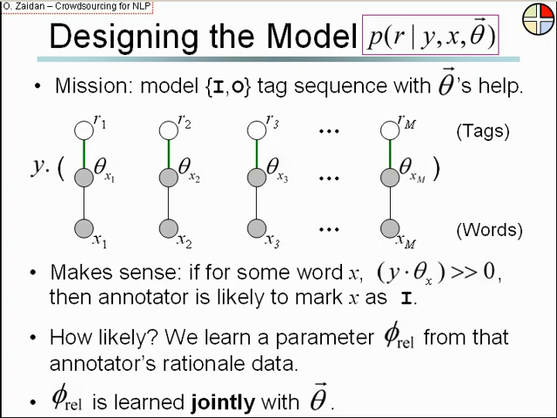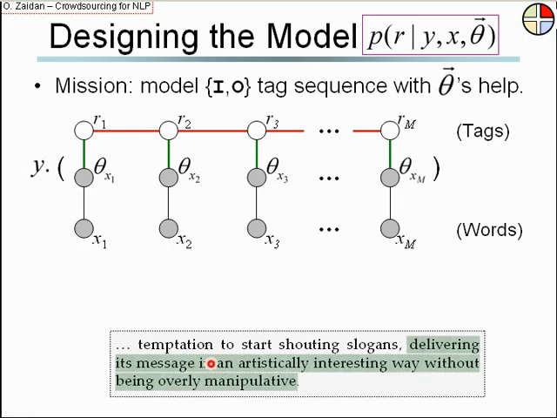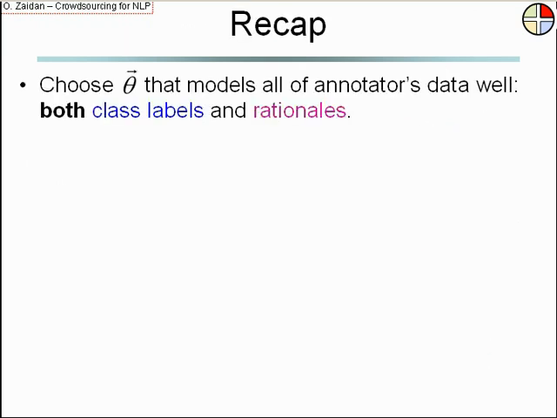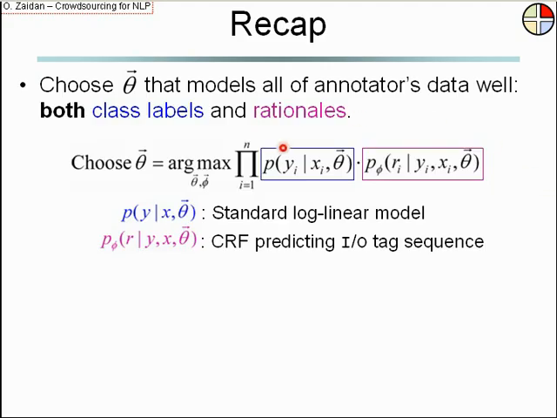Now, this is not complete, because what about words like "in," "and," "it's"? Why were these words given an I tag? It's probably not because they have a high weight. There's just a momentum effect happening here. So we add these links as well, and we add 4 additional CRF weights that reflect the likelihood of transitions between the different tags. So just to recap, we will choose a weight vector that will model all of the data well, both the class labels and the rationales, by maximizing this objective function right here that incorporates terms both for the likelihood of the class labels and the likelihood of the rationale data.